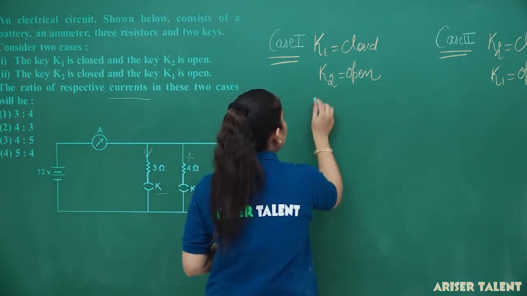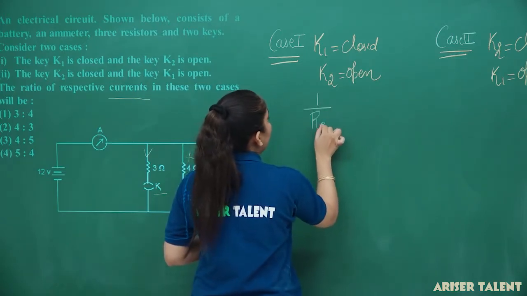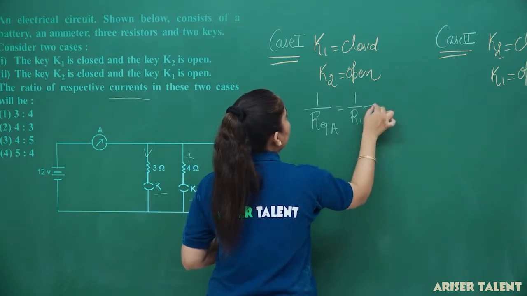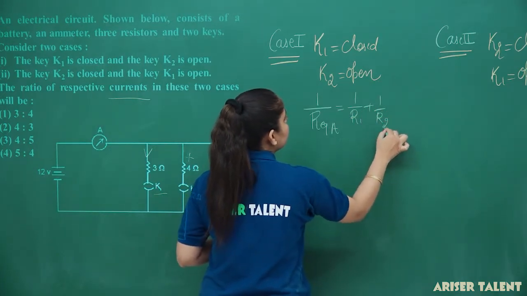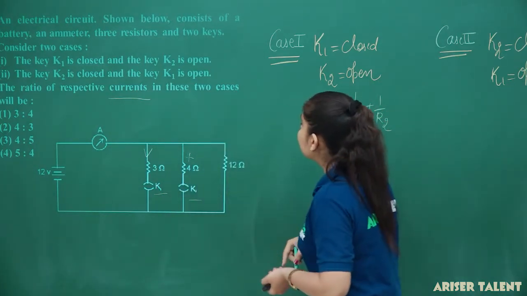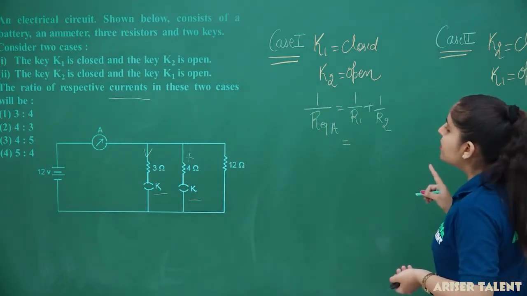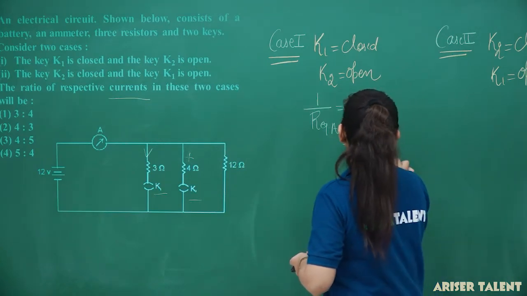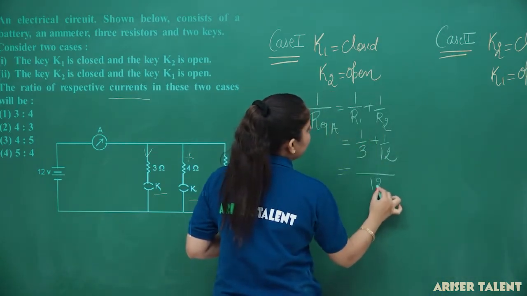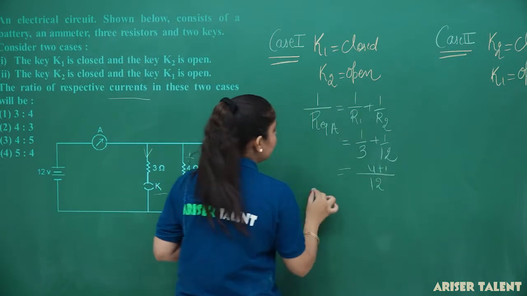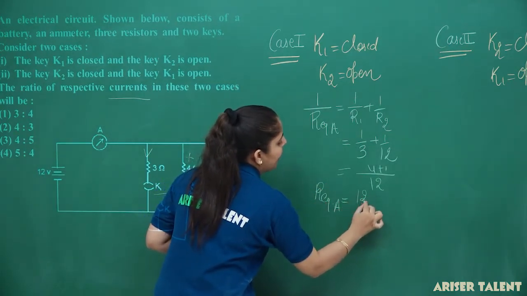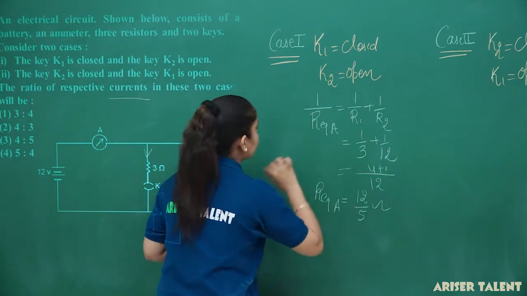So, R equivalent, that is the case 1. I can write here 1 upon R equivalent of A will be equal to 1 upon R1 plus 1 upon R2. And the resistances in this case, K1 is closed, so it is 1 upon 3 and it will be 1 upon 12. So, the LCM will be 12 and it will be 4 plus 1. R equivalent of A will be calculated as 12 upon 5 ohm.